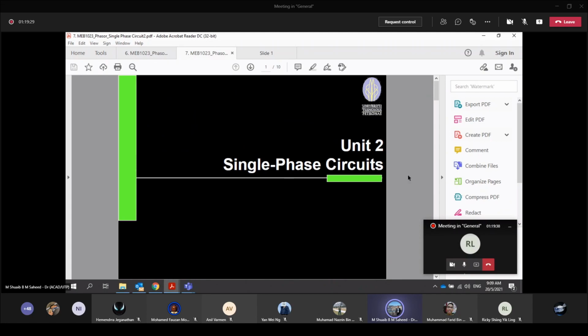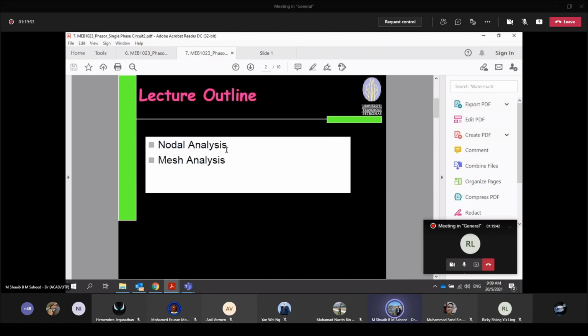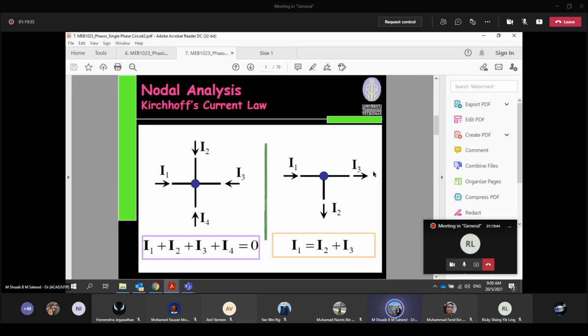So let's move into the second unit, the nodal and the mesh. These are just the same. I'm just being very careful, revising this many times so that you can understand. Example of this, for the nodal analysis, you see the current is going in for these particular nodes.